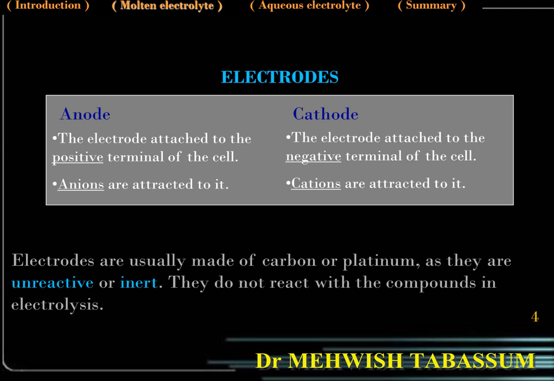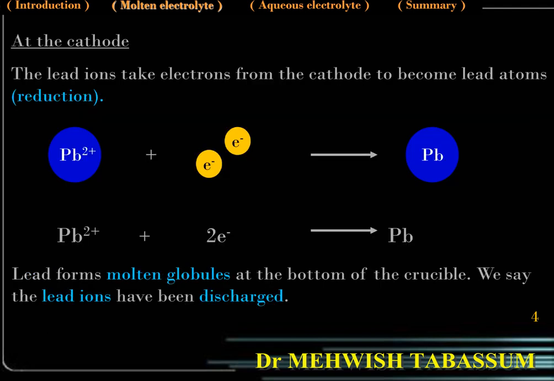Next is, what are the 2 electrodes? Anode and cathode. Anode is the electrode towards which anions will be attracted. Cathode is the electrode towards which cations will be attracted. What will happen at the cathode? Lead is a metal. Metals always form cations. They have the ability to lose electrons.